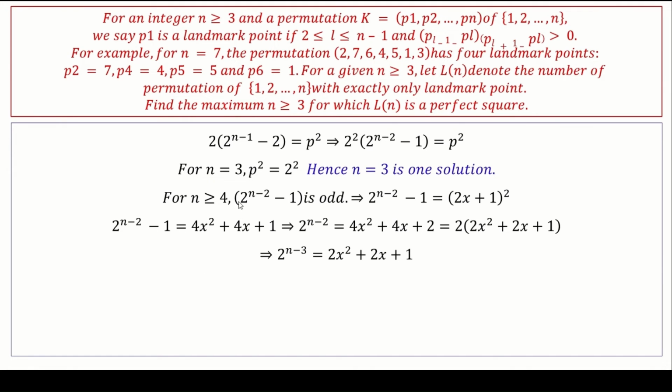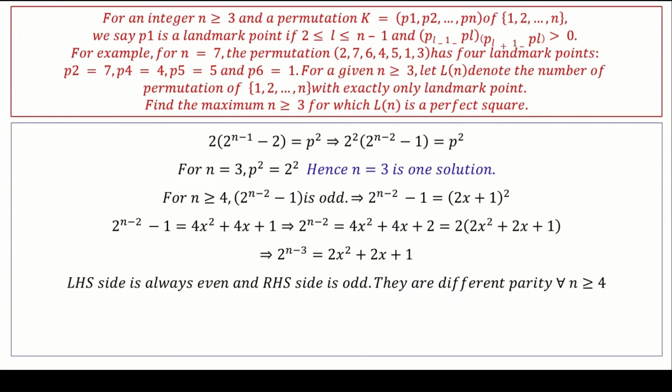sorry, n is greater than or equal to 4, you will not get a value where LHS equals RHS, because for n greater than or equal to 4, this is always a 2 to the power of n number, right? That is even. And this side is even number plus even number, which is even, plus 1, odd number. So it is odd parity, right? So for n greater than or equal to 4, you will not find any other solution which satisfies that equation. Because they are all different parity.